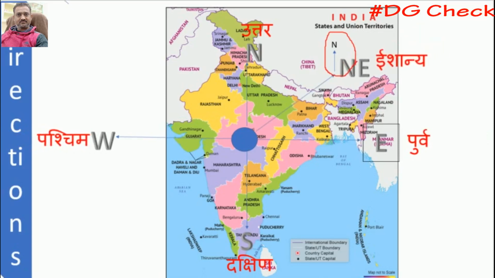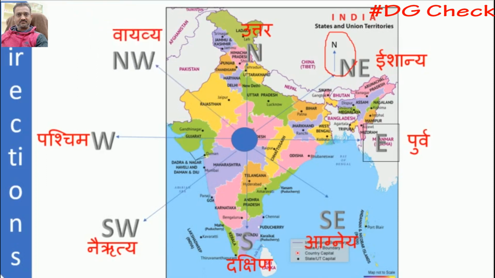And look that between the north and the east lies the northeast. Between the south and the east lies the southeast. Between the south and the west lies the southwest. And between the north and the west lies the northwest. So we can find or say the particular portion of the map in a particular location.